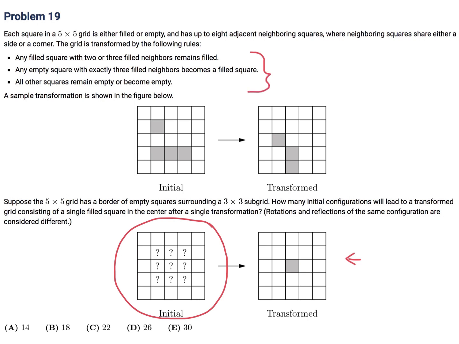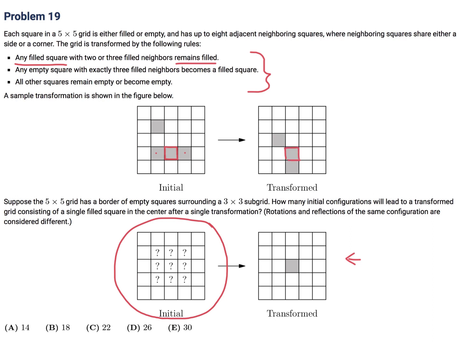Okay, so any filled square with 2 or 3 filled neighbors remains filled. So this square is an example of that. It is a filled square, and it has 2 or 3 filled neighbors. In this case, it has 2 filled neighbors. Here's the first one, here's the second one. That one remains filled. So as you can see, when the transformation happened, it remained filled.